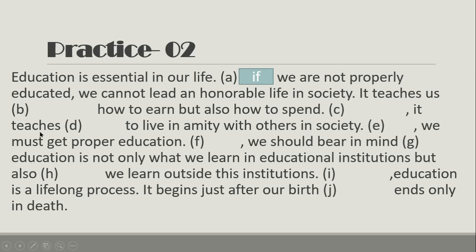It teaches us dash how to earn but also how to spend. Okay, so here we have two type of sentence. You see, dash how to earn. Here we can say not only. Here you see but also. We have but also here. That's why here using not only. So it teaches us not only how to earn but also how to spend.